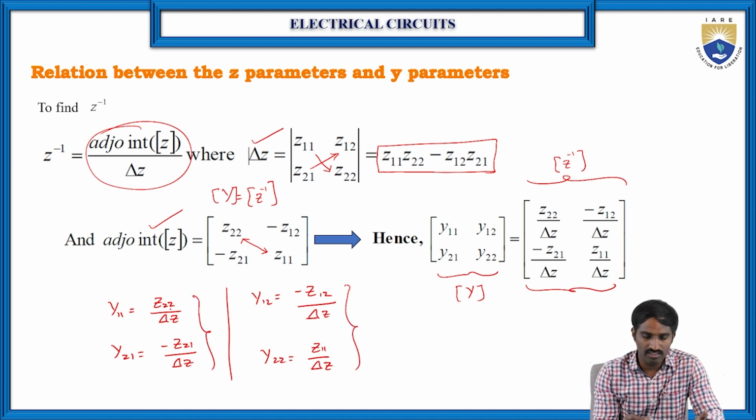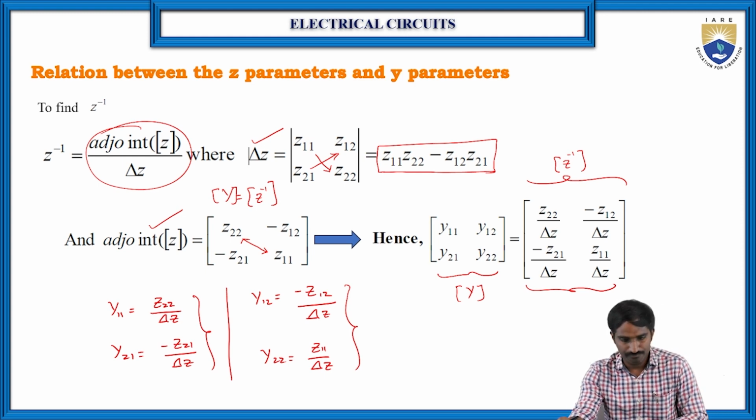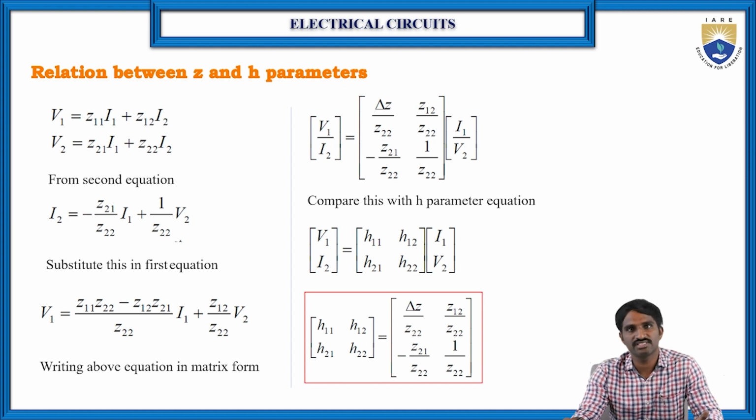So if you know the z parameter values, then you can find the y parameters by using this relation. This is the way to develop the relation between the various parameters, right? Now the relation between z and h parameters, right? Which means how we can find the h parameters in terms of the z parameters. For that, again we need to write the z parameter equations as well as the h parameter equations. First of all, let me write the z parameter equations.